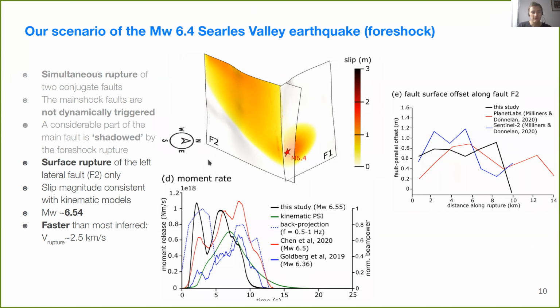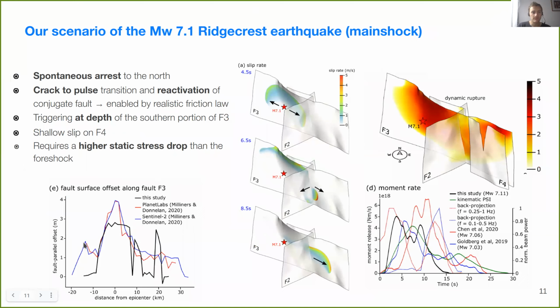Overall, the slip magnitude is also consistent with the schematic model. We have a magnitude of 6.5, and the rupture is a bit faster than most inferences, that is, rupture speed is about 2.5 km per second. Now let's have a look at the scenario of the main shock earthquake. It is nucleated here, and it starts with a bilateral rupture, which is quickly arrested spontaneously to the north. On the other hand, the rupture propagates to the south until reaching the intersection with F2, where rupture is mostly arrested, but not at depth, where it can continue to the south and rupture the south of F3.